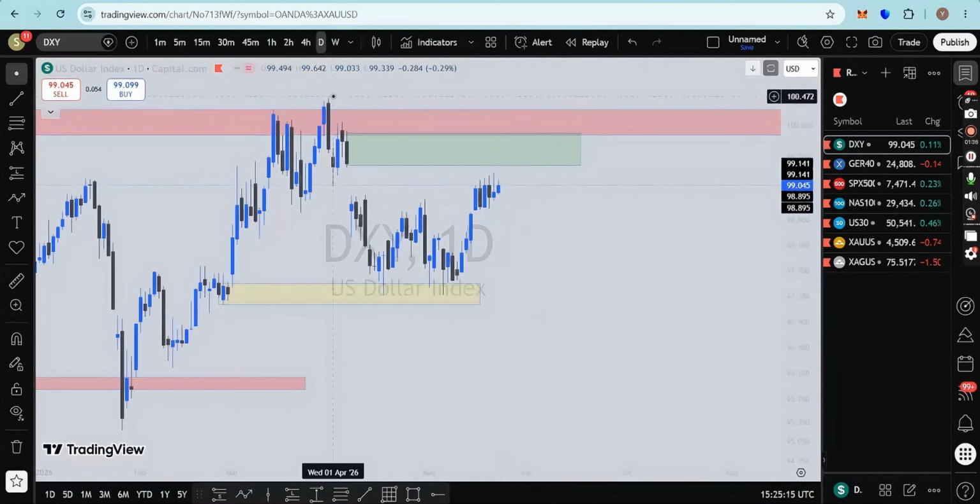Basically, I don't trade DXY. Although I've heard of people trading DXY, I've not come across trading DXY before. But yes, I use it for my direction. I know when the DXY is buying other currencies, it has to be selling, like the gold and GBP USD.